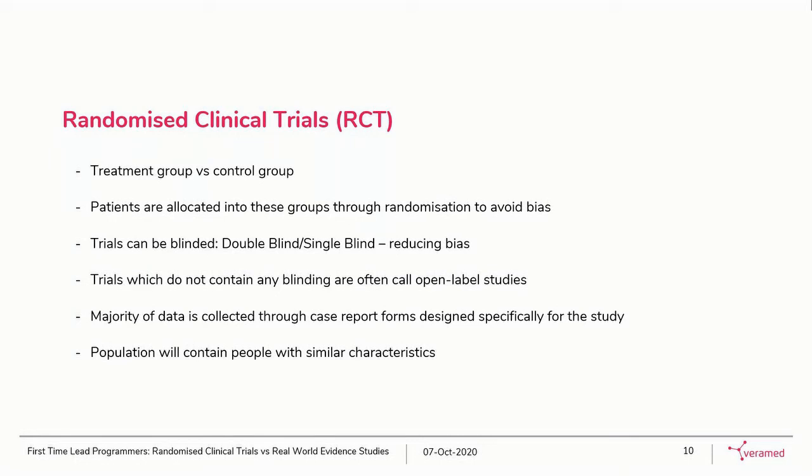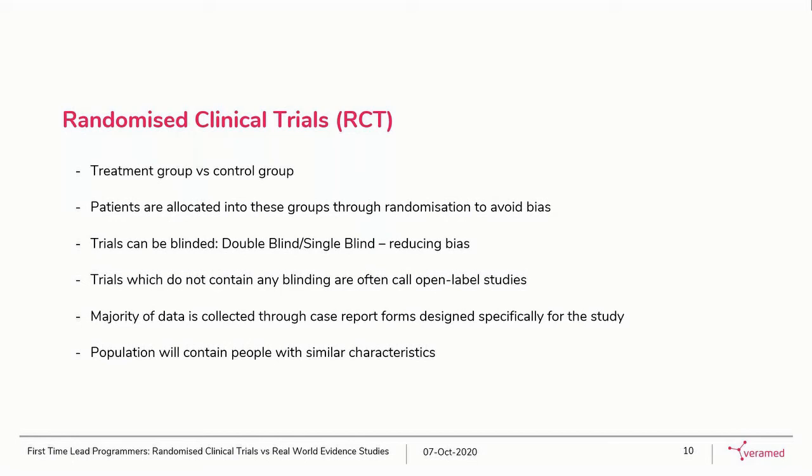A double-blinded trial is when neither the patient nor physician knows what treatment has been allocated. A single-blinded trial is when the physician knows the treatment, but the patient does not. And open-label studies are used to describe studies which do not contain any blinding. And this may be for ethical reasons. Here, both patient and physician know the treatment that has been allocated. And finally, some treatments can't be blinded.